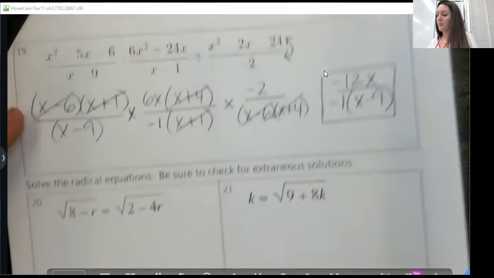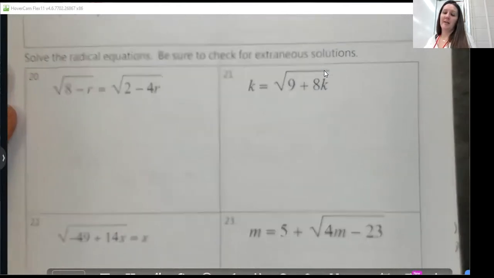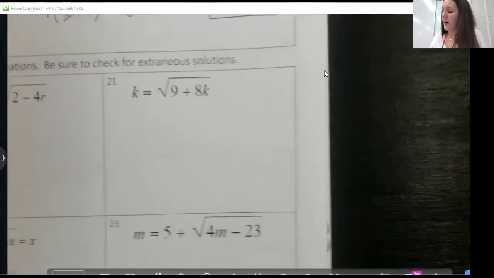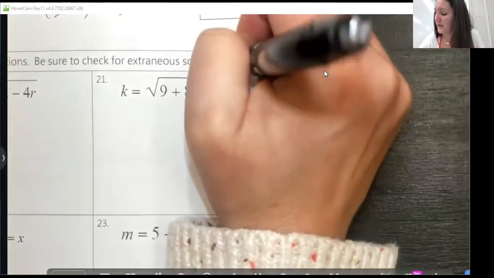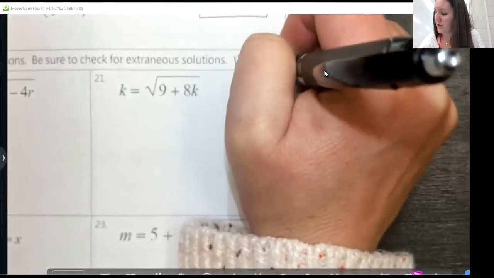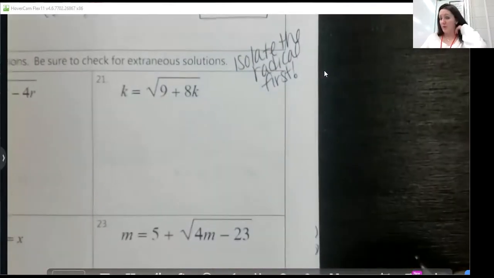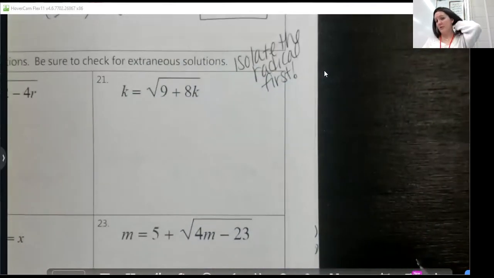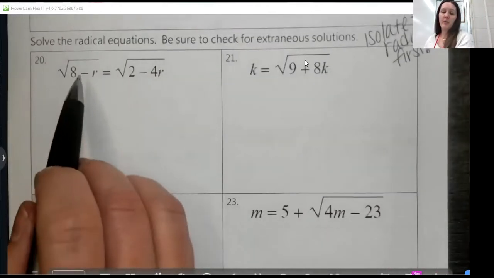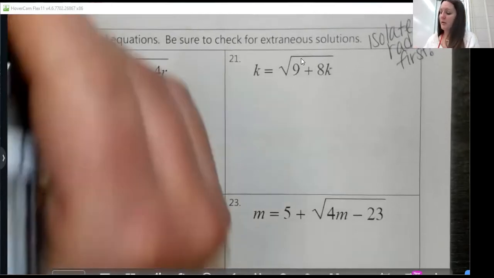All right, next we're moving to radical equations. So remember your steps for radical equations. We isolate the radical first. I know we were missing that. Isolate the radical first. So remember to isolate the radical first, and then you're going to raise it to the nth power. So it's the opposite value. All right, so this first one, we have radicals on both sides and they're both isolated.